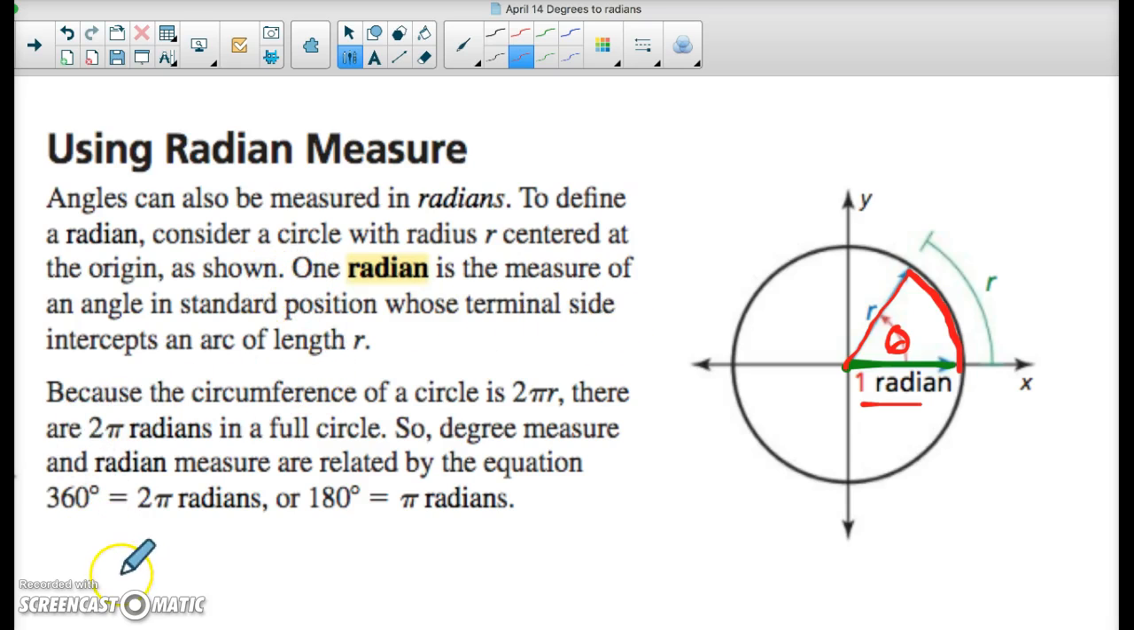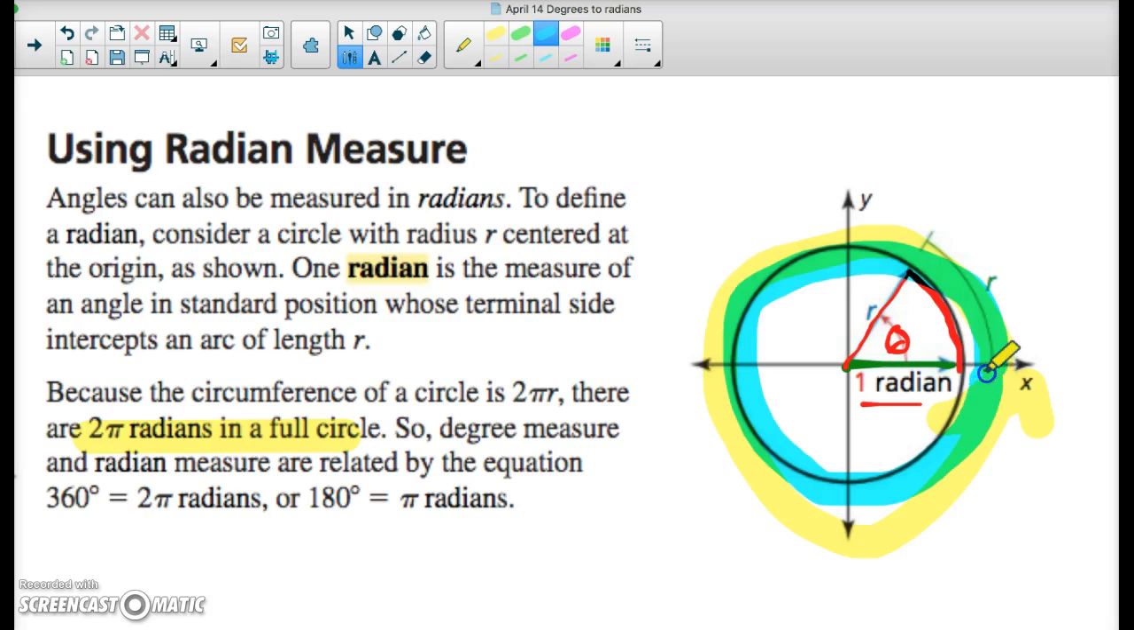All right, because the circumference of a circle is 2 pi r, there are 2 pi radians in a full circle. Okay, so when we use the concept of going around in a full circle, remember we've been using the idea that we go around a full circle, that's 360 degrees, right? Well, we can also look at this as 2 pi radians. So 360 degrees is equal to 2 pi radians. Divide both sides by 2, and you get 180 degrees equals pi radians.